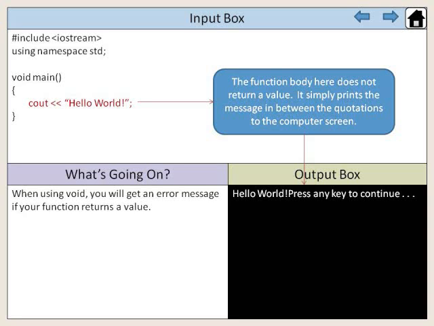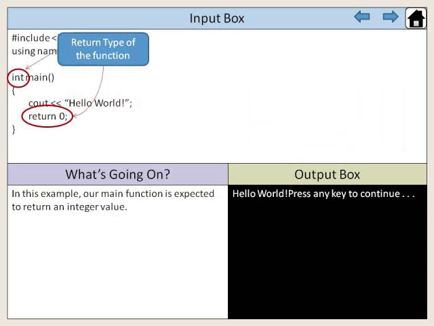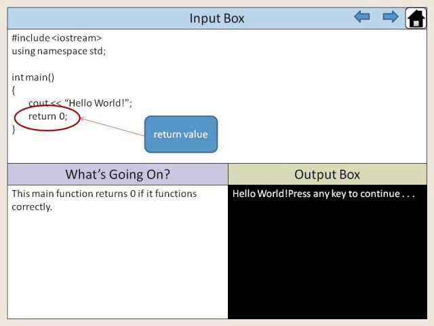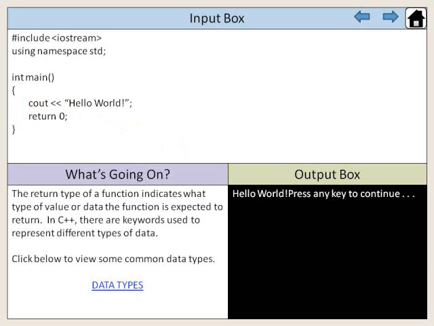The function body here in this example does not return a value. It simply prints the message in between the quotations to the computer screen. In this example, our main function is expected to return an integer value. This main function returns 0 if it functions correctly. The return type of a function indicates what type of value or data the function is expected to return.